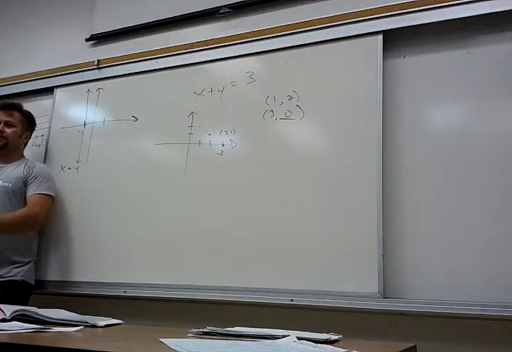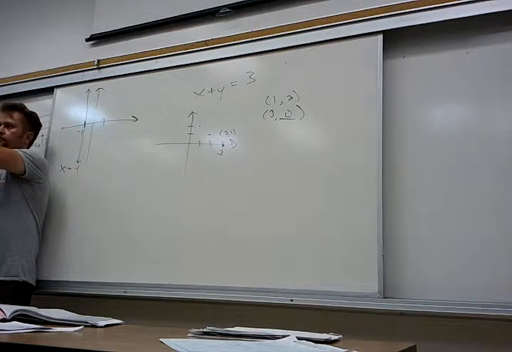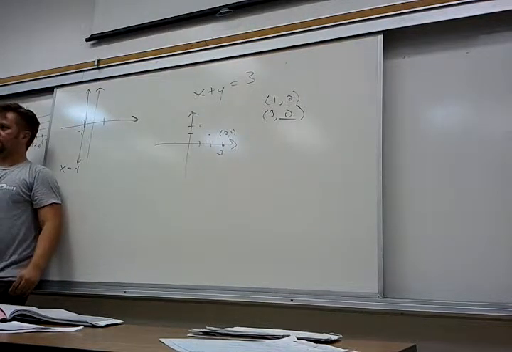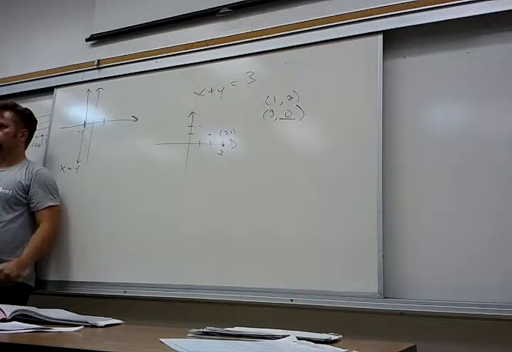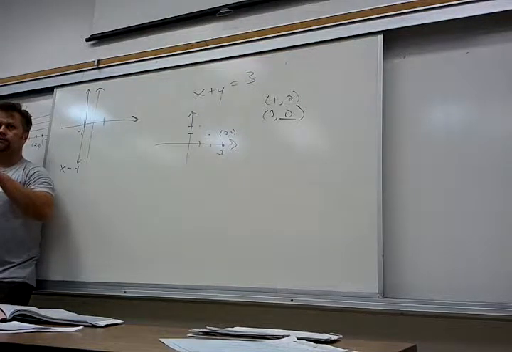So when there's a letter missing, it's going to be straight up or straight across, right? When there's both letters, it's going to be at a slant somewhere between those two. Cool. This is weird, I understand.